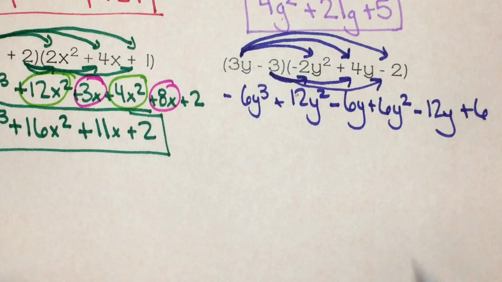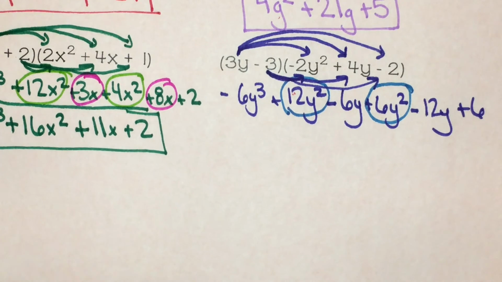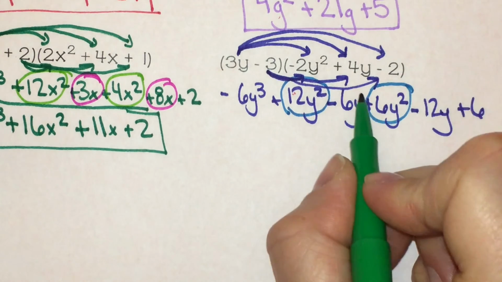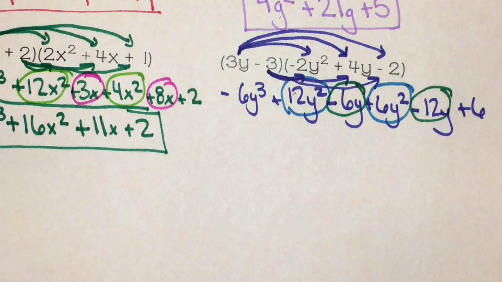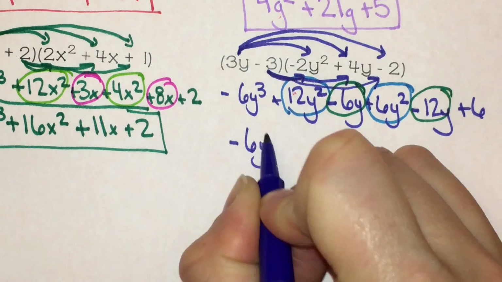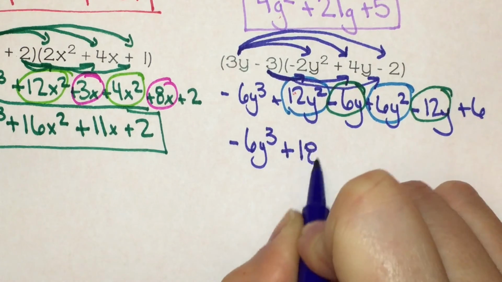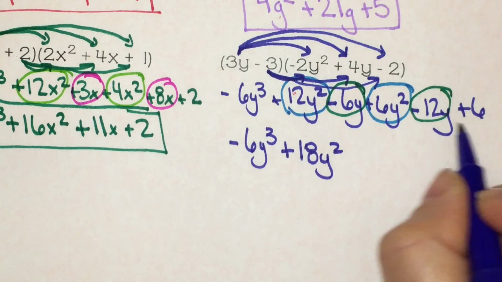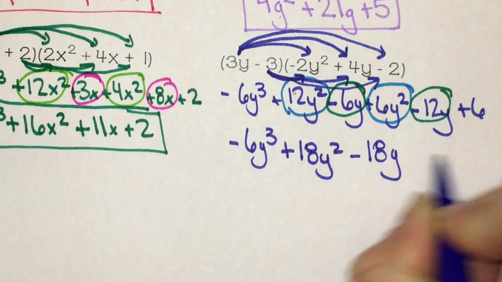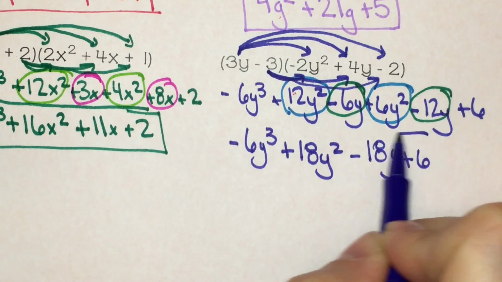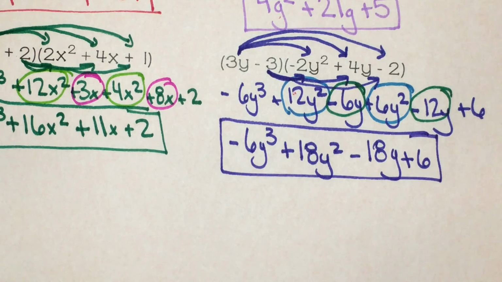All right, combining the like terms, we have a 12y squared and a 6y squared. Then we have a negative 6y and a negative 12y. So when we combine, negative 6y cubed, 12y squared plus 6y squared is plus 18y squared. Negative 6y minus 12y, negative 18y plus 6 is our answer. All right, hopefully you were able to multiply all the polynomials.